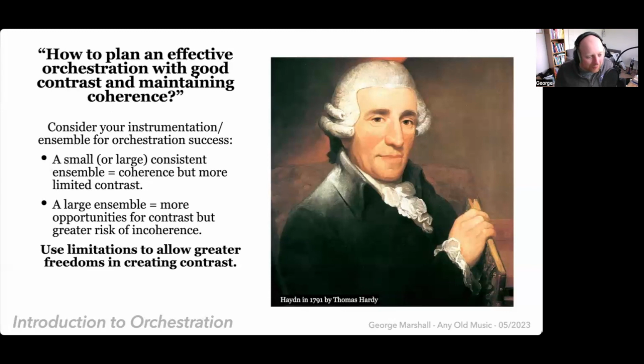In conclusion, then, when planning an effective orchestration, it is essential to consider both contrast and coherence, and to take advantage of the limitations and opportunities presented by the ensemble or orchestra being used. By doing so, a composer can create music that is both musically engaging and logically consistent.